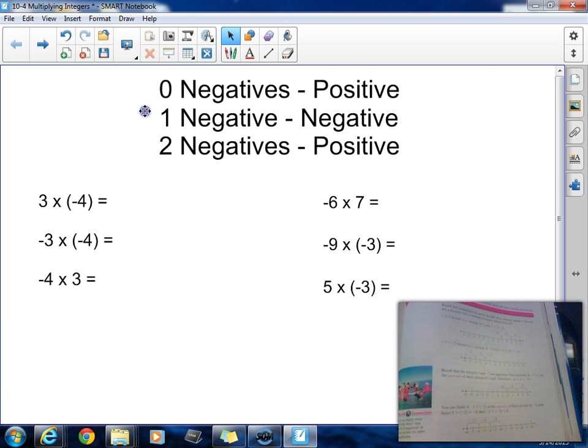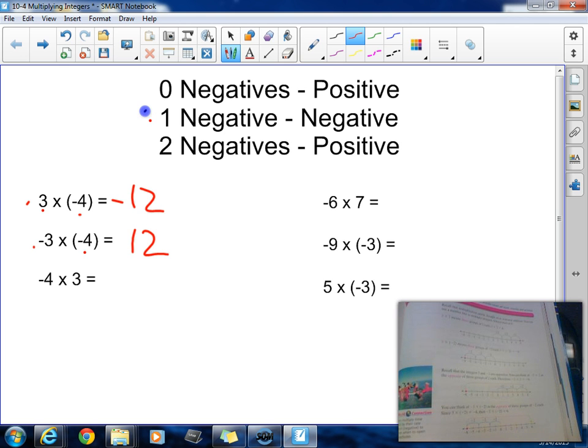Now let's go and put this into practice very quickly. All right, so the first one, 3 times negative 4. The 3 times 4 does not change. We still multiply 3 times 4 the same. So the answer is going to be 12. Now we're looking at the sign. Now we look back to our rule. I see 1 negative, so the answer is going to be negative. So negative 12. Or you can think about it like this. Different signs, there are different signs here. The answer is negative. Next one, negative 3 times negative 4. Well, you see 2 negatives, so the answer is going to be positive 12.